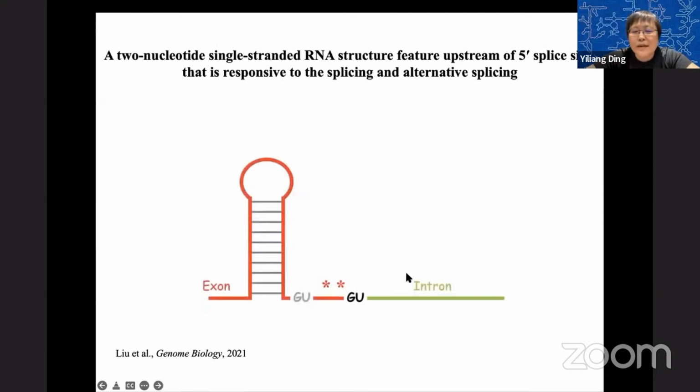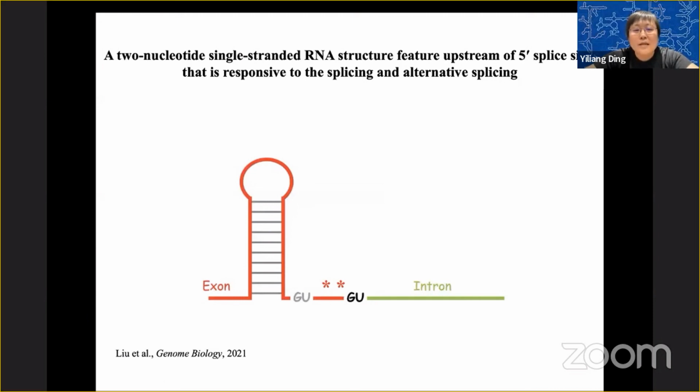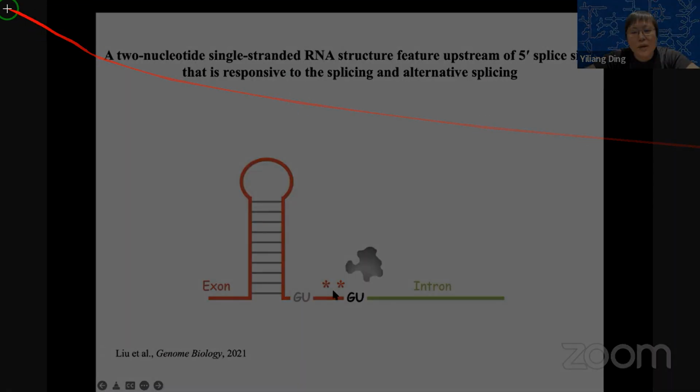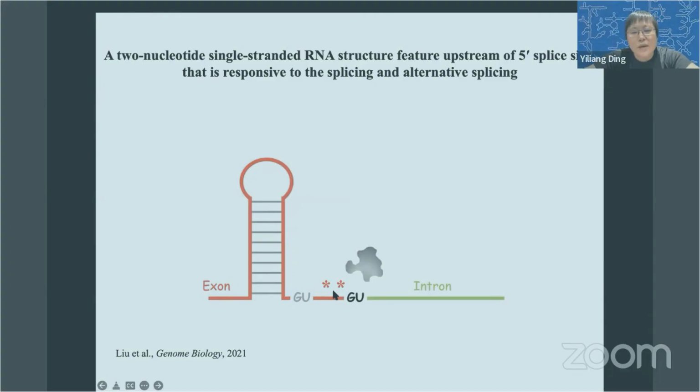Based on that, what we find is that two-nucleotide single-strandedness upstream of the 5' splice site is important for splicing and also alternative splicing. When these two nucleotides are double-stranded, the spliceosome won't recognize the site, so you won't have splicing. If these two nucleotides are single-stranded, then the spliceosome can recognize it and cleave the intron out.